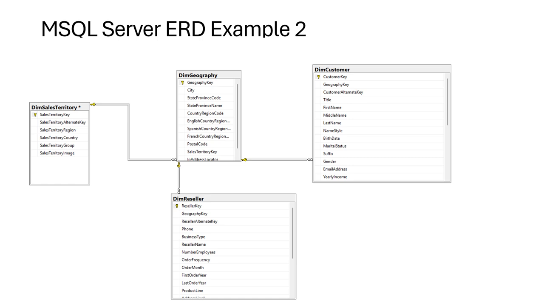Then in Microsoft SQL Server, this is the typical ERD that's there. The primary key is shown by a key in yellow. For example, for the geography and the customer tables, the geography key is the primary key of the DimGeography table, and in the customer table, it's a foreign key. Okay, so we'll be using that to do our data manipulation.